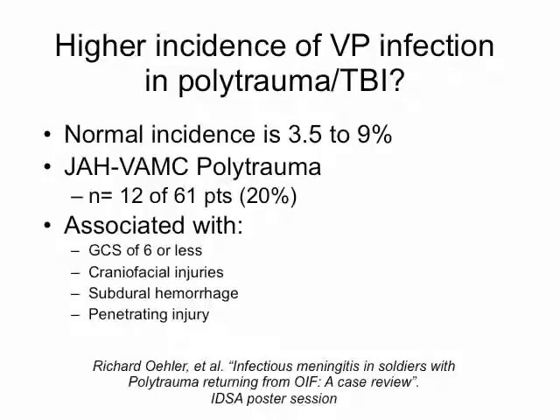Talking to people at Walter Reed, they think that this is in fact true, that there's something about polytrauma, possibly due to shrapnel, possibly due to bone chips that have not been debrided out of the brain, that there's just a higher rate of ventricular peritoneal shunt infection in these patients. And we had one patient who went through 4 different VP shunts over a period of a couple years.